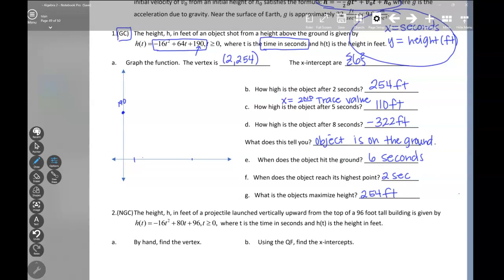Okay, to label it, 1, 2, 3, 4, 5, 6. I know it's going to meet the ground at 6 seconds. And then 254, I'm going to put somewhere up here. So that's your vertex. Right, 2 of 254. And then connect your points. So you want me to do 3 points still? Yep. Okay.